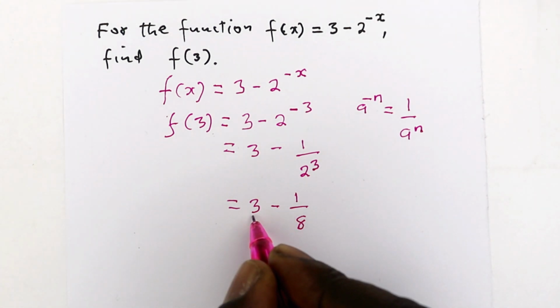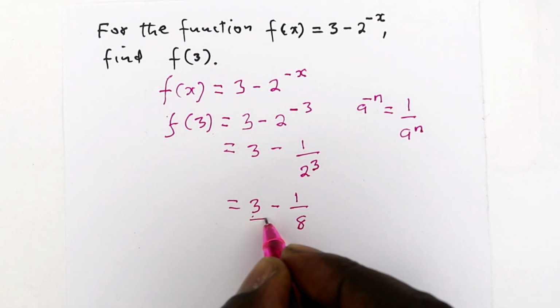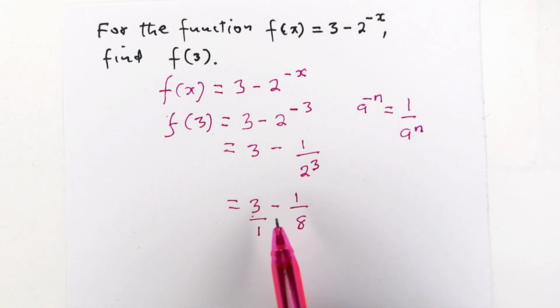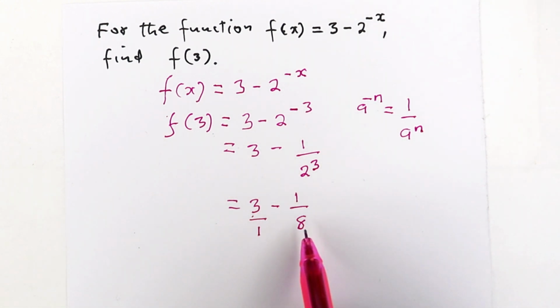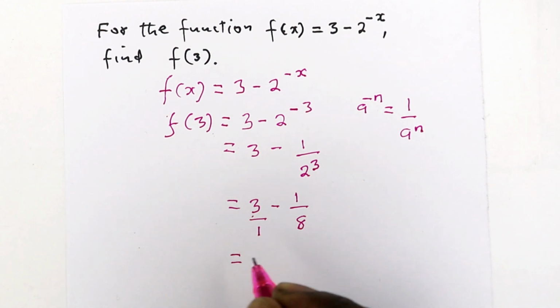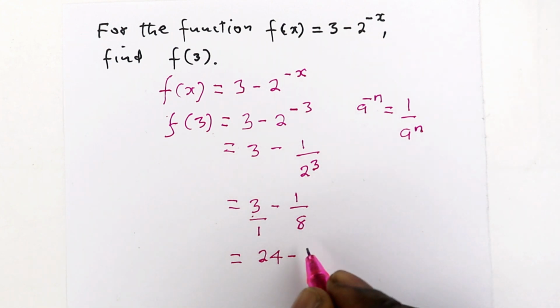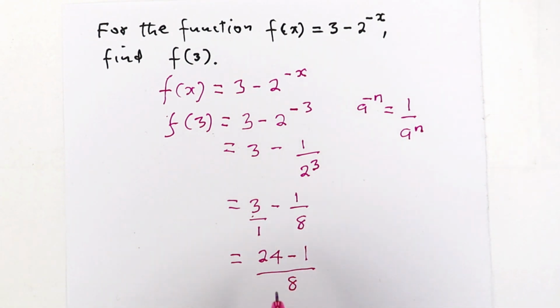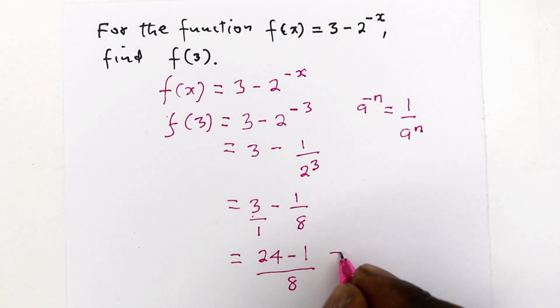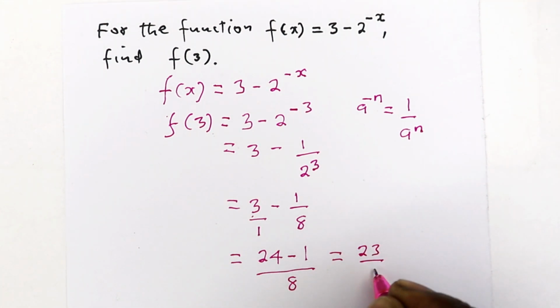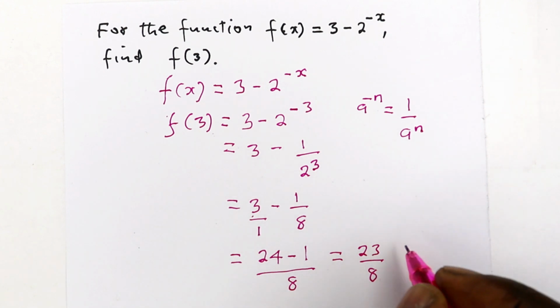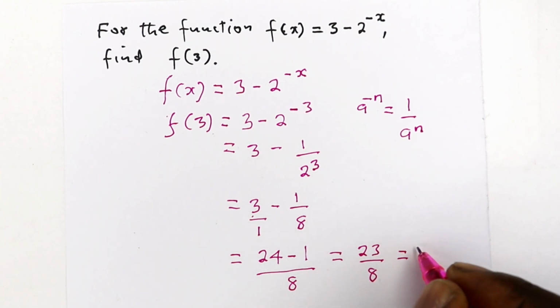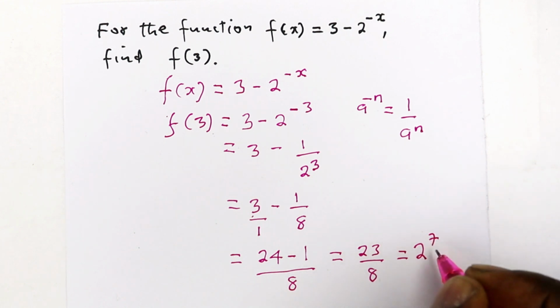So we can use LCM in this case, or we can just use this method. I will take 3 times 8, which is 24, minus 1 times 1, which is 1, over 1 times 8, which is 8. So in this case, we're going to get, in the numerator, 23 over 8, which you can write as an improper fraction, which will be 2 and 7 over 8.